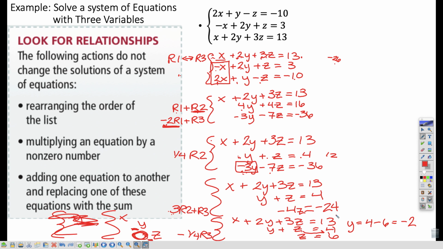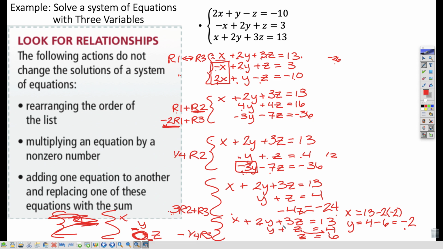Now I'm here for my x, right here. So x is going to equal 13. And I have to subtract my 2y over, don't I? Subtract 2 times, what is y? Negative 2. And I have to subtract my 3z. And what's z? 6. So I have 13 plus 4 minus 18. So 17 minus 18 is what? Negative 1. So I have x, y, and z, and I write it in what's called an ordered triple of negative 1, negative 2, and 6.